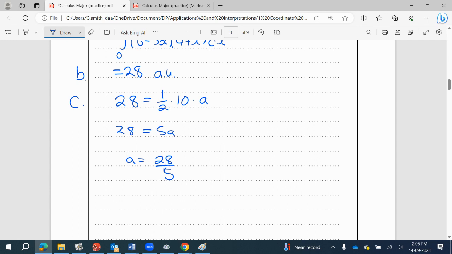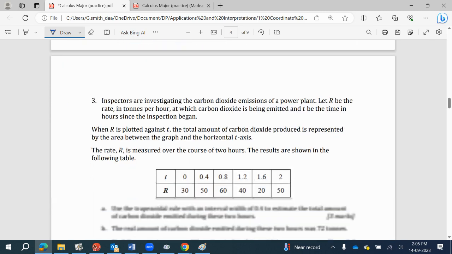This is the answer. At this point, I reread the question a little bit, just to make sure I've answered it. It's a good habit when you get an answer to check the question again and ask, have I answered what it asks? Find the value of A so that the area is equal. Yeah, I've done that. There isn't something else I was meant to do next. Let's move on to the next one.